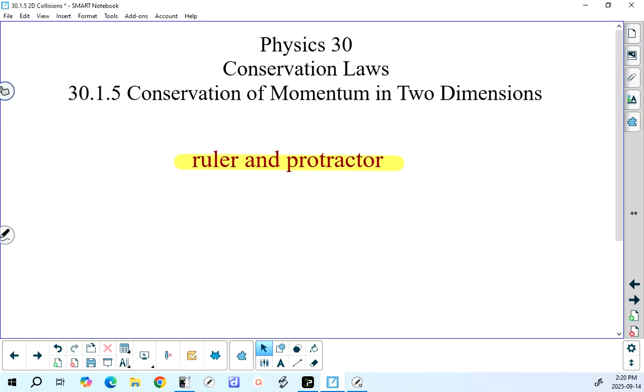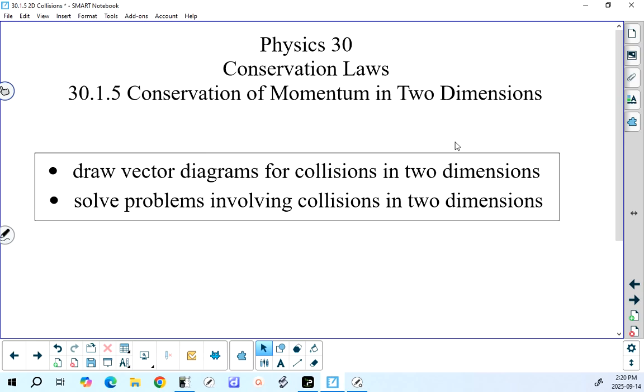We're going to be covering this over 2 days, so this is the first day, or the first video, of this topic. What we're going to be looking at today is how to draw vector diagrams that describe what's happening in a 2-dimensional collision. And then, based on those vector diagrams, we're going to be using them to solve problems. And these problems, again, are problems where you have collisions occurring in 2 dimensions.